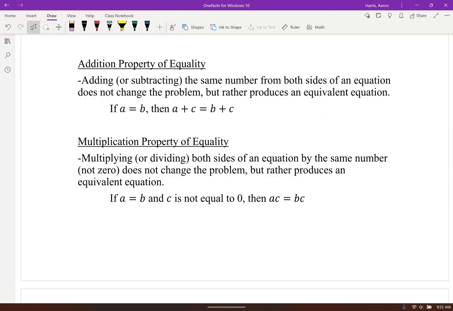The addition property of equality says if I have two things equal, 2 equals 2. If I add something to one side, I got to add something to the other side to keep them equal. Same thing with subtraction, right? And then the multiplication property of equality says if I have two things equal, if I multiply one thing by something, I got to multiply the other thing by that same thing to keep them equal, right?